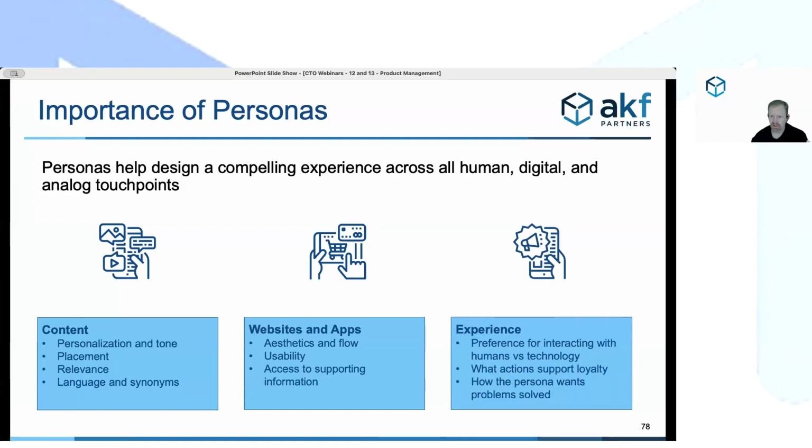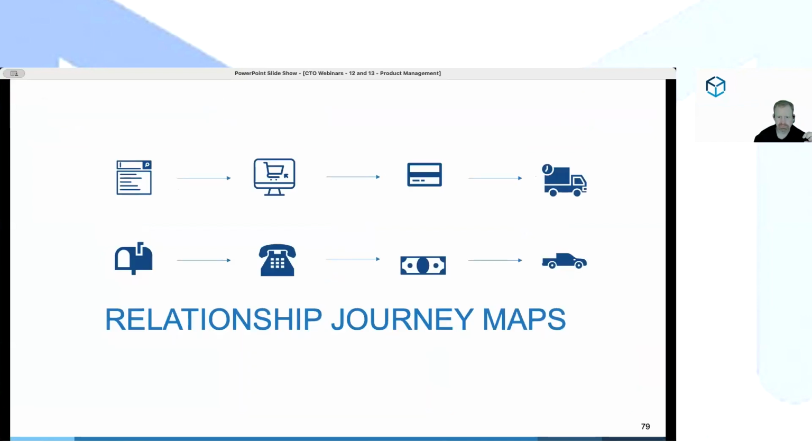And then the overall experience of when does someone want to interact with humans versus technology, what typical things would happen that help with loyalty, and also how a particular persona would want to solve a problem. They may solve a problem differently than a different kind of persona that is a different personality type. So this is where personas come more into play: your websites, your sales, your customer support, things that are typically outside of the core product.